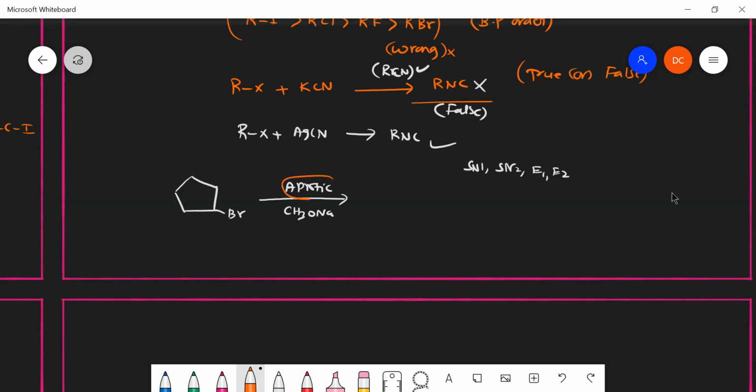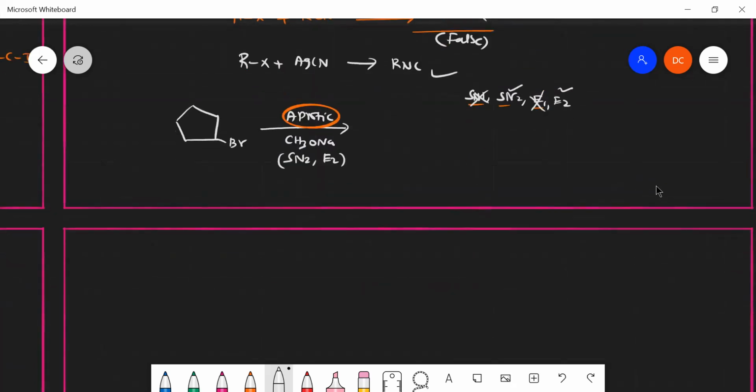If it is an aprotic solvent, what are the categories we are using here? SN2 and E2. So it definitely will not be SN1, so either SN2 or E2. So E1 and SN1 are struck out. You can strike out those. Whether it is involving SN2 or E2 entirely depends on whether it acts as a nucleophile or as a base. If it acts as a nucleophile, it forms SN2. If it acts as a base, it forms E2.